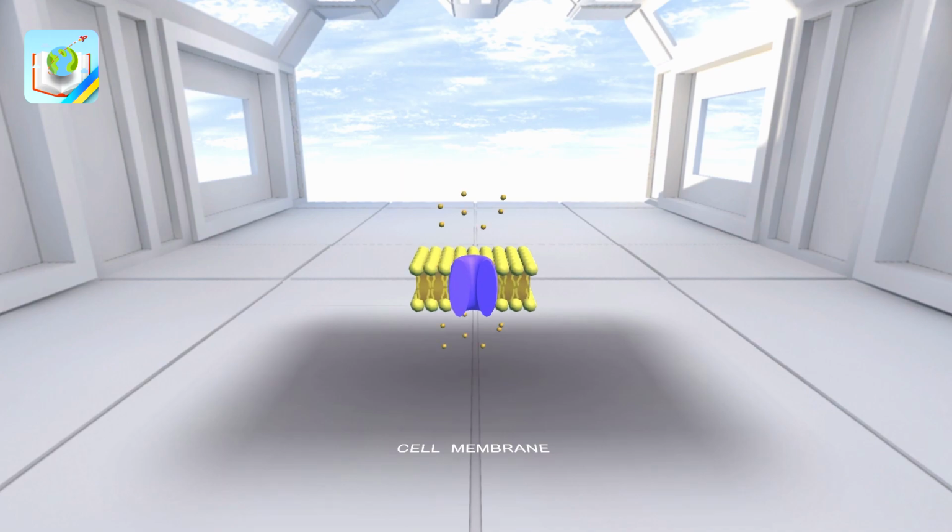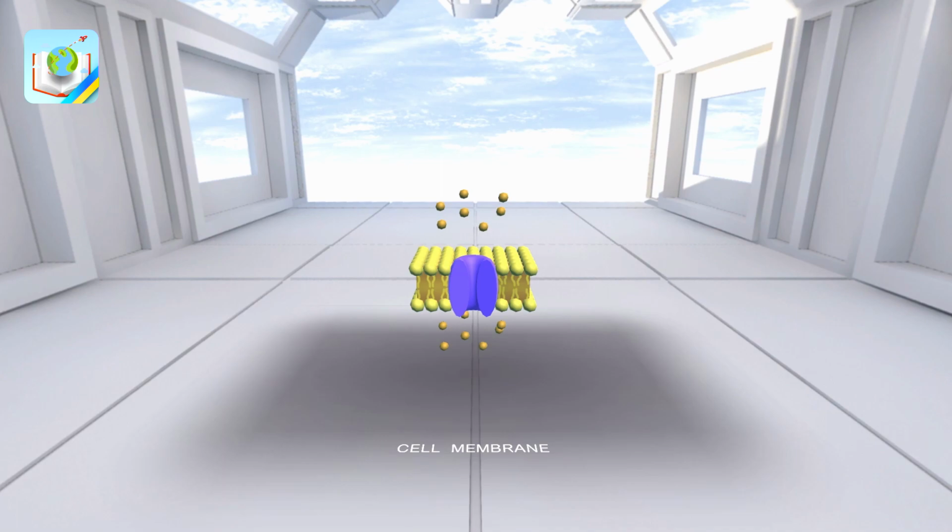Now let's consider the transport of substances through the membrane. There are two types of it. 1. Passive transport occurs along a concentration gradient without the use of energy. And 2. Active transport occurs against the concentration gradient with the use of energy. Let's take a closer look at a passive transport on the example of simple diffusion.